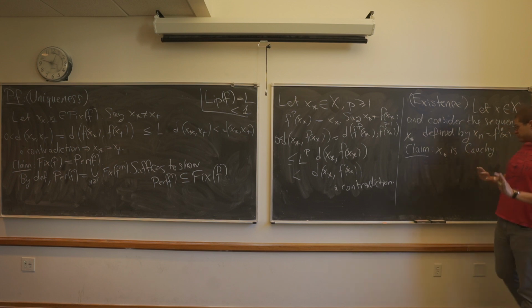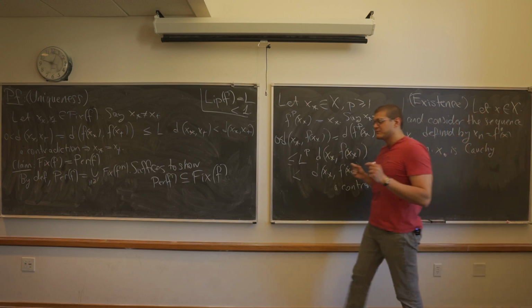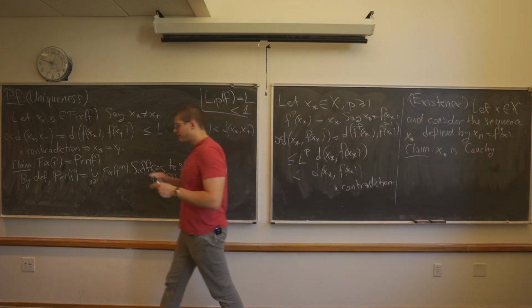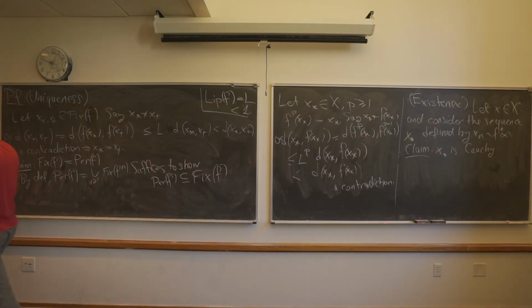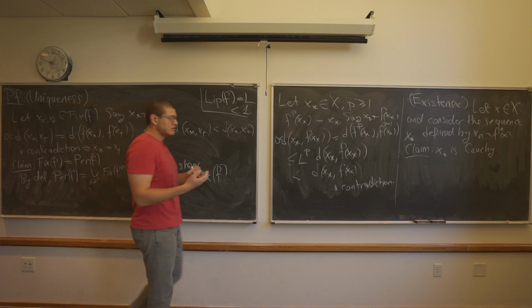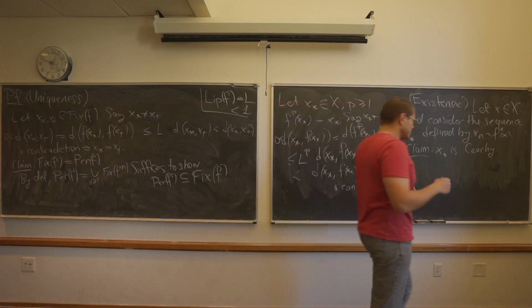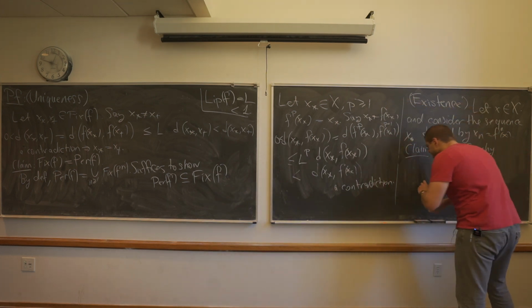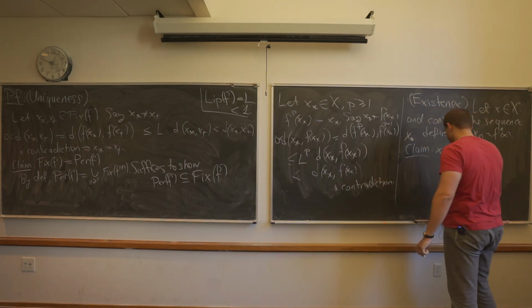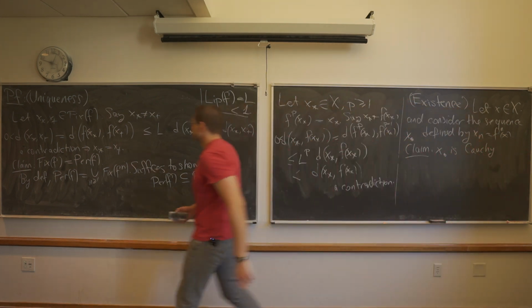Before dealing with these epsilons and deltas, I'm going to start with the expression that I'm trying to bound, which is the distance between the nth term of the sequence and the n plus pth term of the sequence. And then I'm going to try to see how I can do this. I'm going to continue over here.